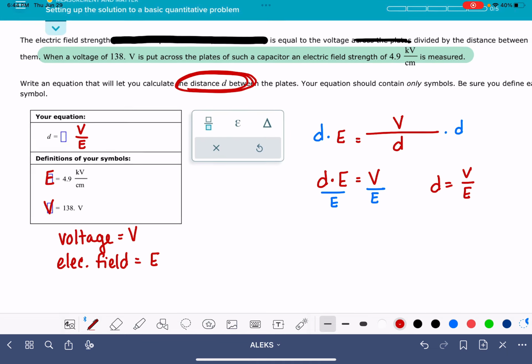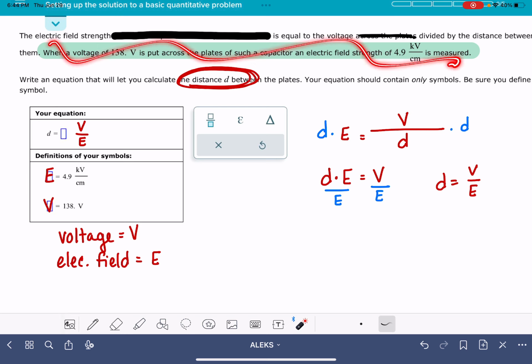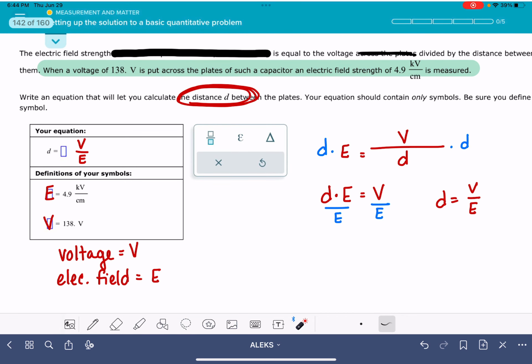kilovolts per centimeter measurement. Now, again, this is a pretty tricky problem. There are a couple of different scenarios in the problem. There are a couple of different types of equations that you're going to have to define. I suggest that you follow this format no matter what the situation is. Take your time, and you can do this problem.